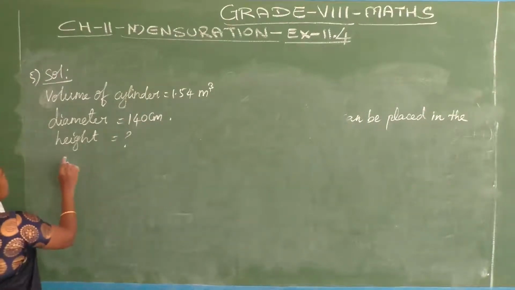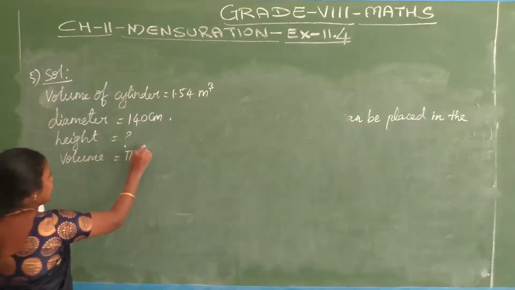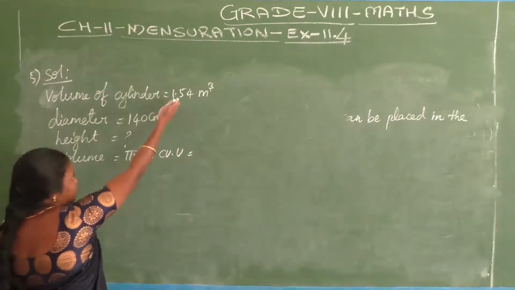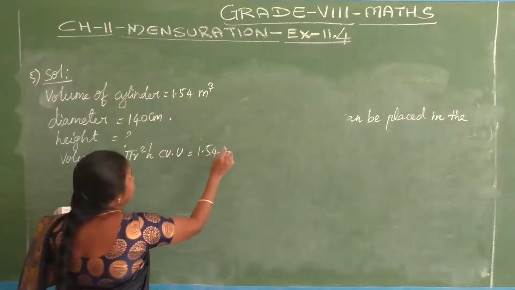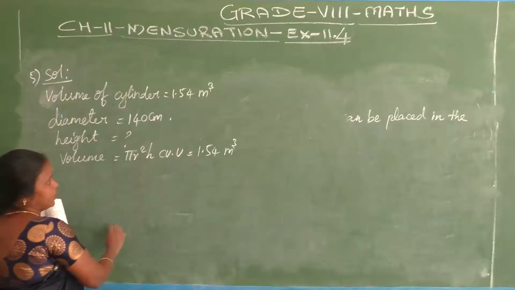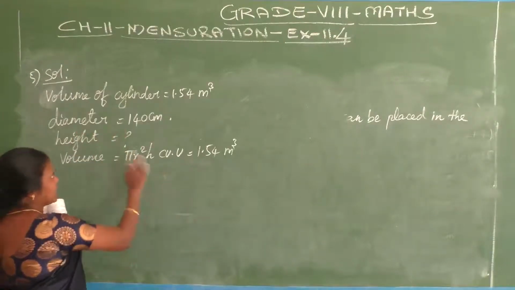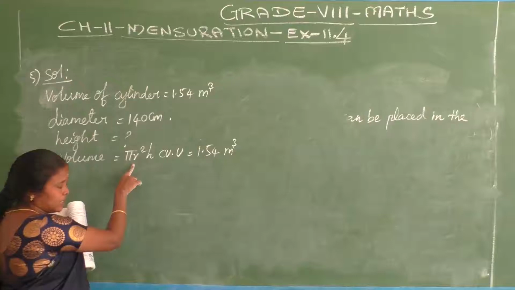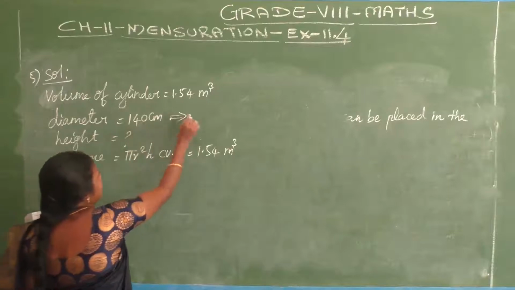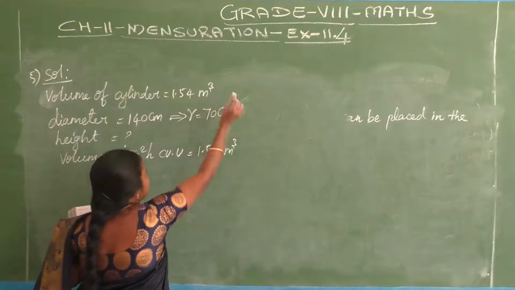Yes or no? So, volume of the cylinder, what is the formula? Volume of the cylinder is pi r square h cubic units. Volume is given as 1.54 meter cube. The formula is equalized with the given value. The diameter of the base is 140, but in the formula what is given? Radius. So what is this radius? Diameter is 140 centimeter, and radius is half of the diameter, so 70 centimeter will come.